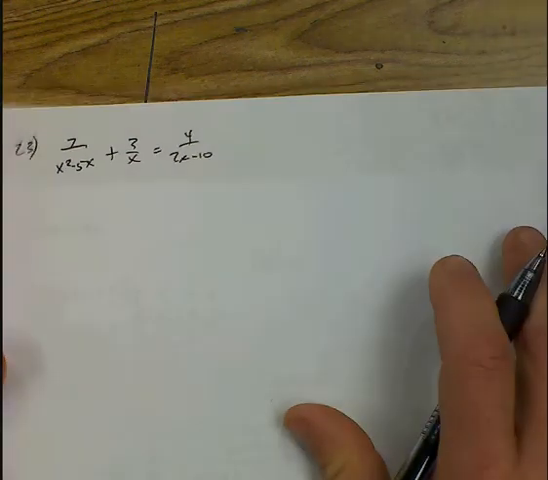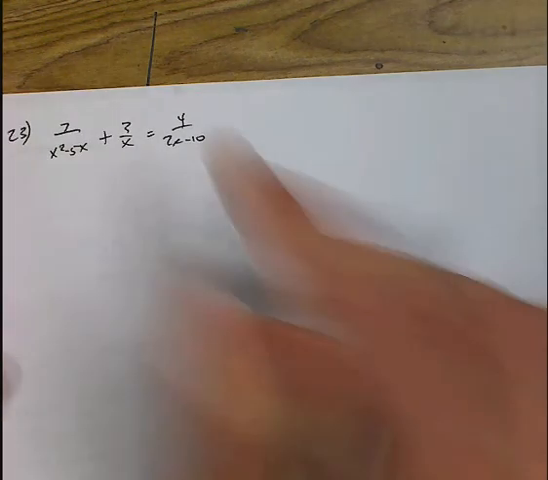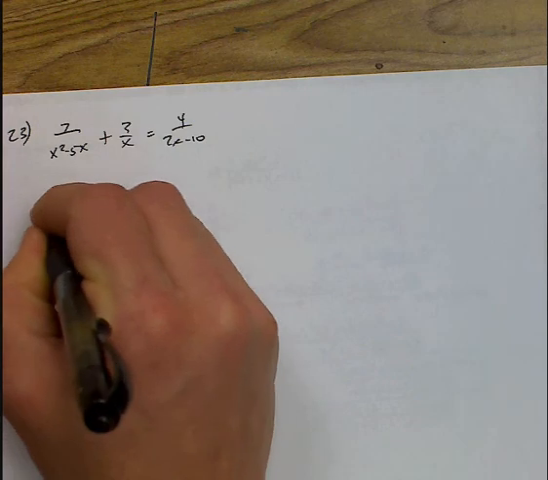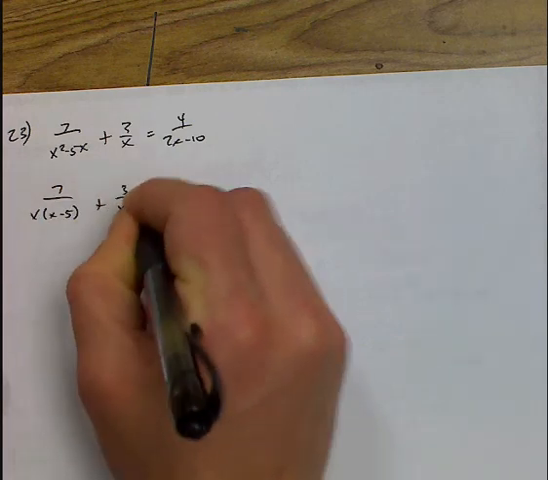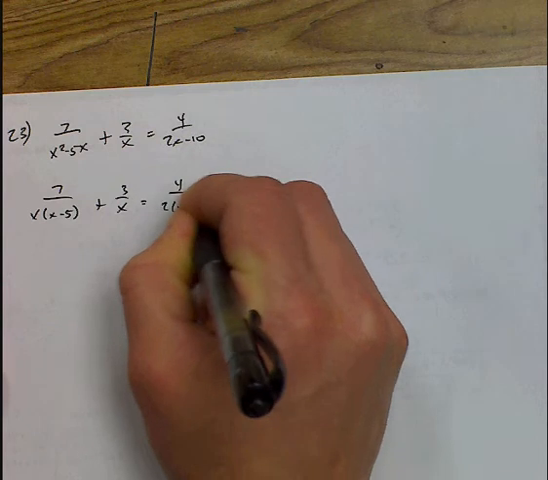Alright, I'm going to do 23. I just rewrote it, so I had a little bit more space. We're going to start by factoring everything. That way I can see what's sort of going on in this problem.